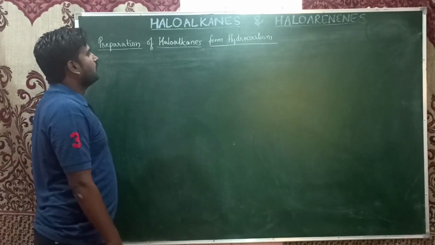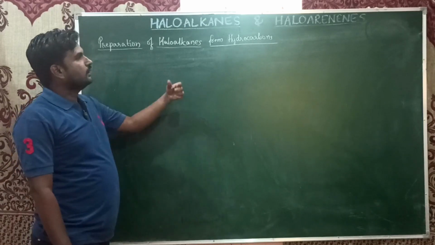The second method for the preparation of haloalkanes is from hydrocarbons. Here both saturated and unsaturated hydrocarbons, like alkanes and alkenes, will convert into haloalkanes. Let us see that. First one is from alkanes. Let me discuss with an example that will be easier to understand.